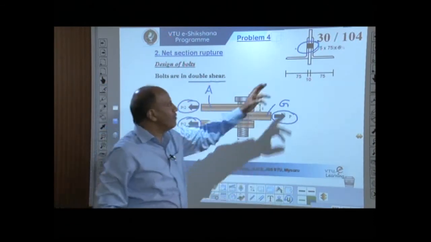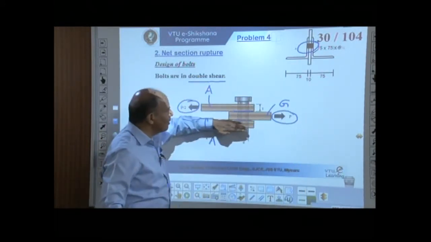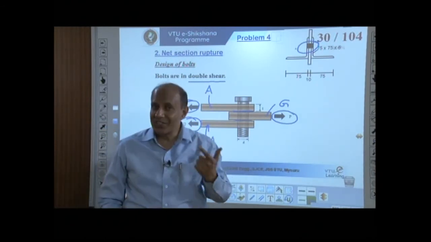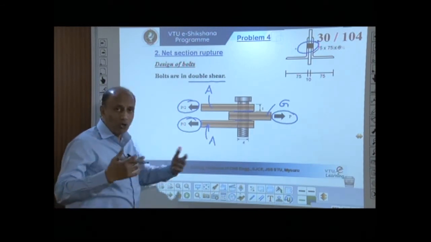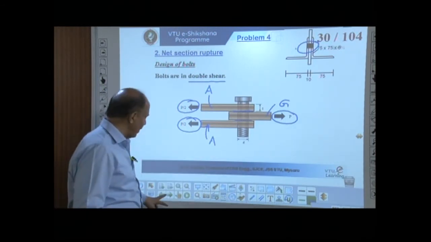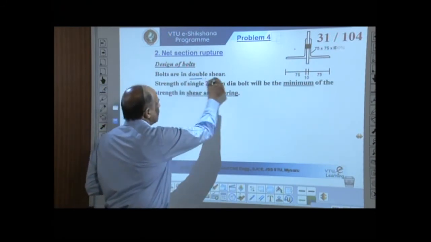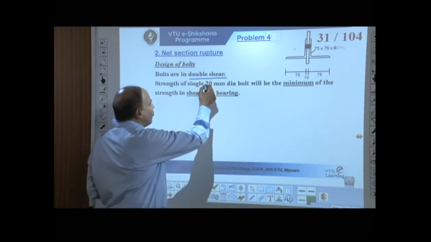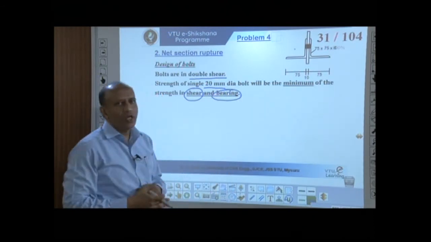However, if there were only one angle, so this is not there, there will be only one shear plane, so the bolt will fail in single shear. You need to understand this properly, because when you are trying to arrive at the bolt value, we have to account for it properly. First, it's going to fail in double shear, and the next thing is we are trying to calculate the capacity of the bolt in shear as well as bearing. So there will be 2 criteria.